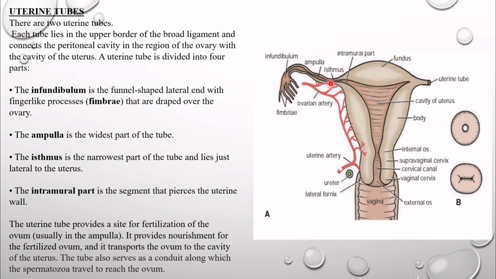And we have the isthmus, which is the narrowest part of the tube and lies lateral to the uterus. Then lastly, we have the intramural part, which is the segment that pierces the uterine wall. It is in communication with the uterus.